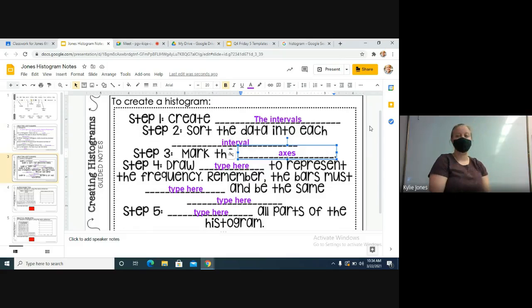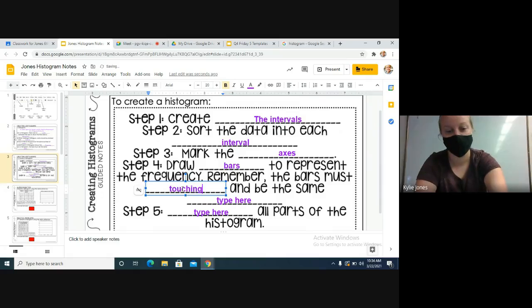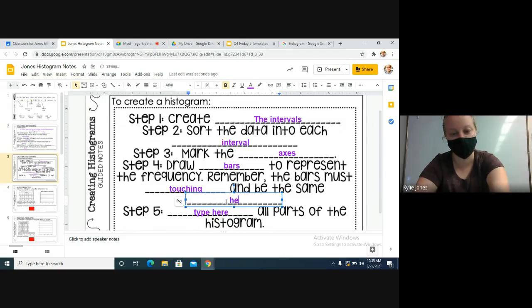Okay, step 1, create the intervals. Step 2, sort the data into the intervals. Step 3, mark the axes, which means label what they mean. Step 4 is when you actually draw it. So draw the bars to represent the frequency of the data. So how many times something happens. And remember that the bars must be touching. And they have to be the same width, so the same size.